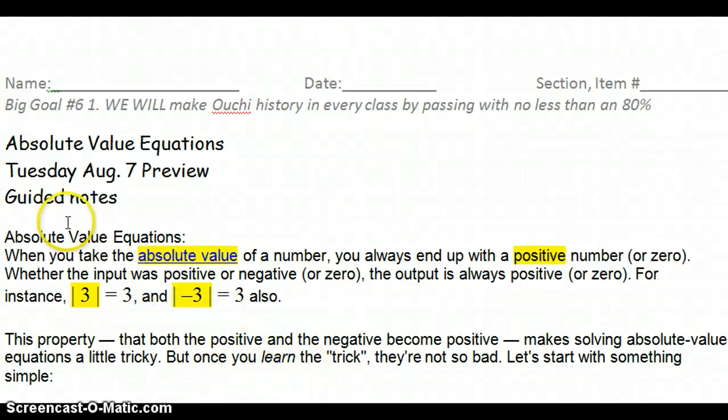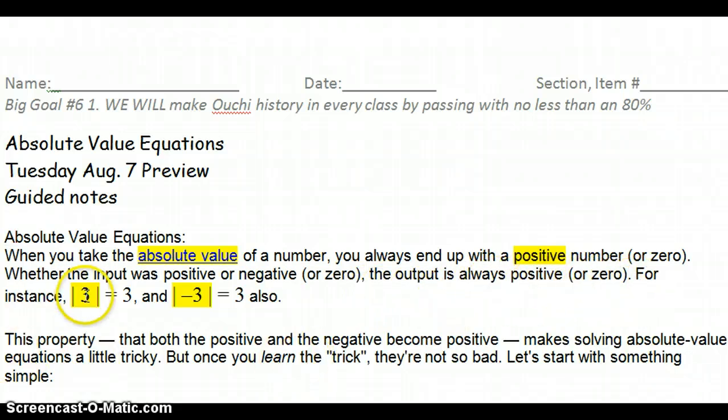Today we're going to learn about absolute value equations. How it works is when you take the absolute value of a number, you always end up with a positive number, or 0. So whether the input was positive or negative or 0, the output is always positive or 0.